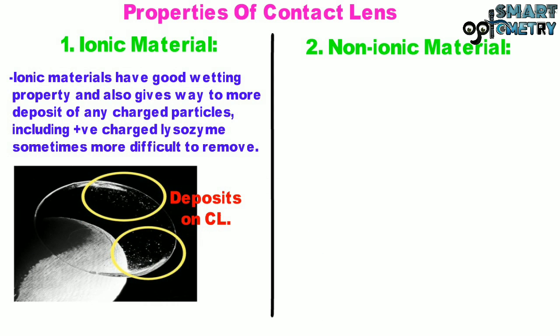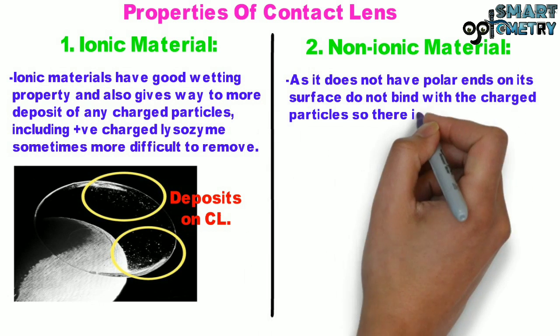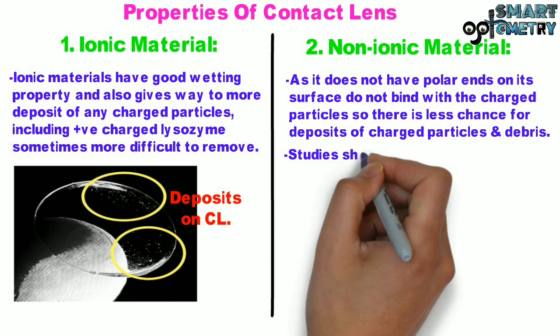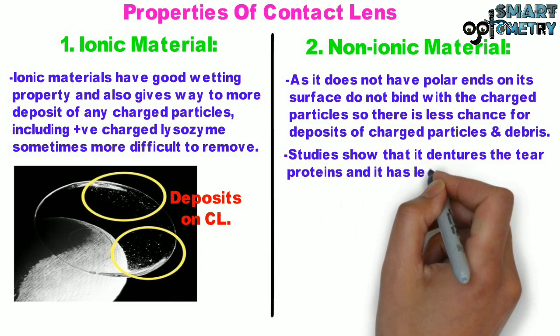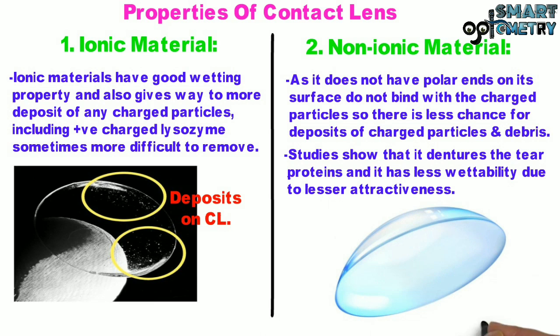In non-ionic material, as it does not have polar ends on its surface, it does not bind with the charged particles, so there is less chance of deposits of charged particles and debris. Studies show that it denatures the tear proteins and has less wettability due to less attractiveness. Here in this figure we can see there are no deposits on the contact lens.